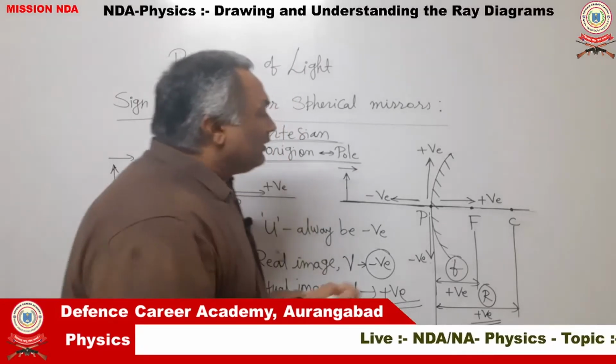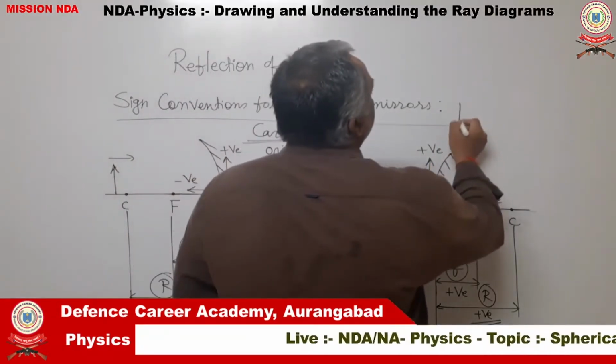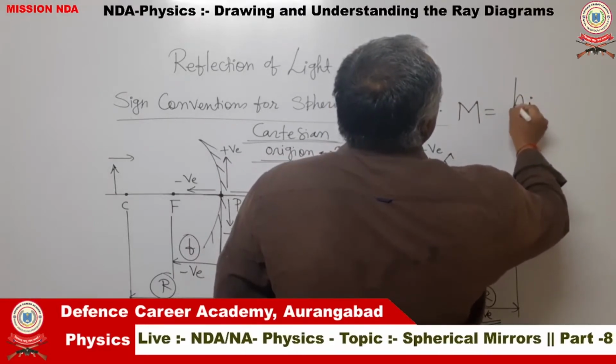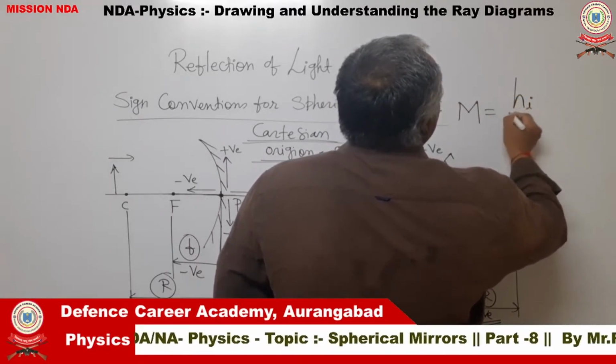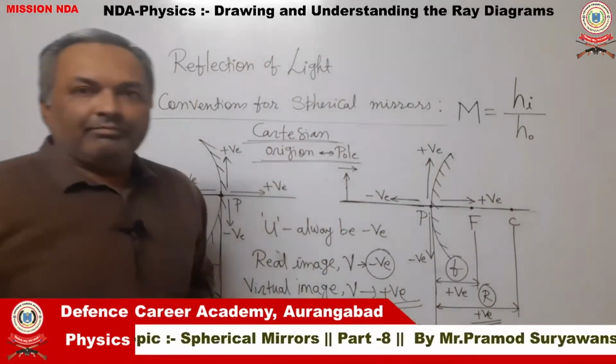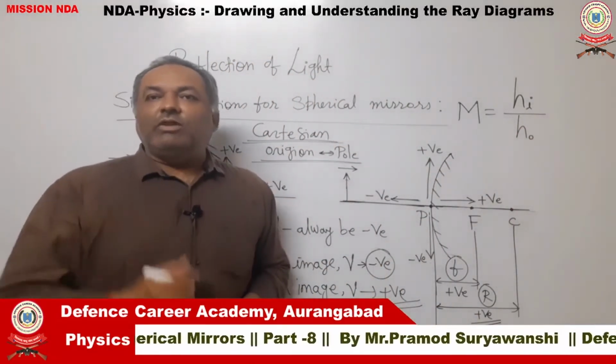Now, another point that many students ignore or forget is regarding the sign convention for magnification. The fundamental formula, or the general formula, for magnification is height of the image upon height of the object.